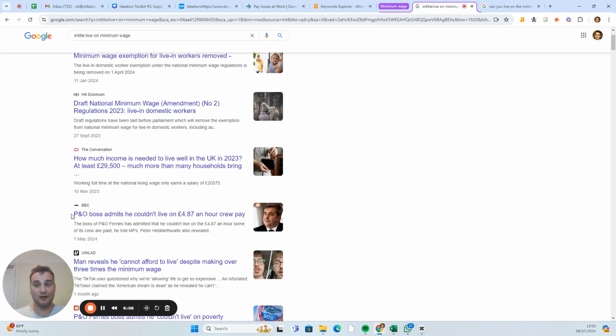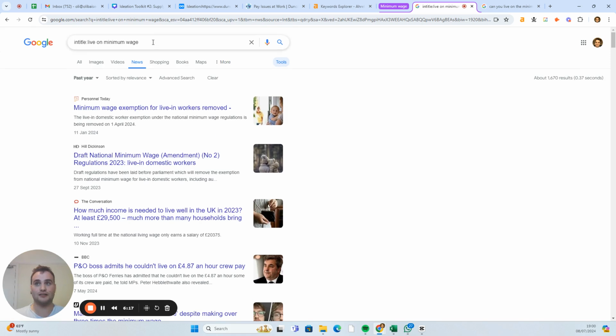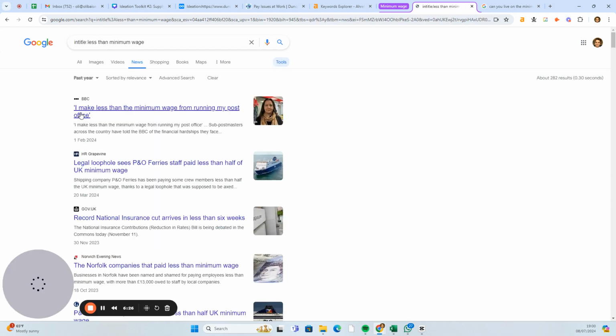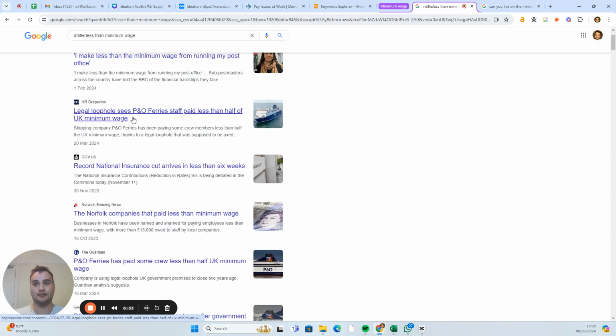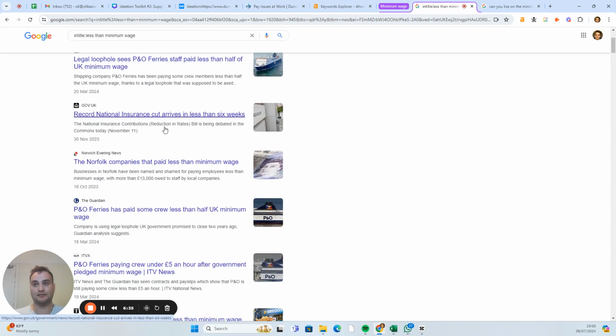So I see here, peer admits he could not live on £4.87. The minimum wage in the UK is higher than £4.87. It's £11.44. So I'm going to go less than minimum wage. I make less than minimum wage from running my post office. To get less than minimum wage. Paid less than minimum wage.